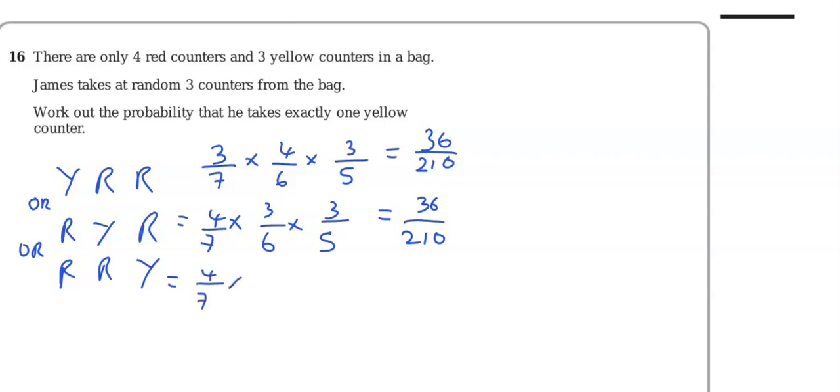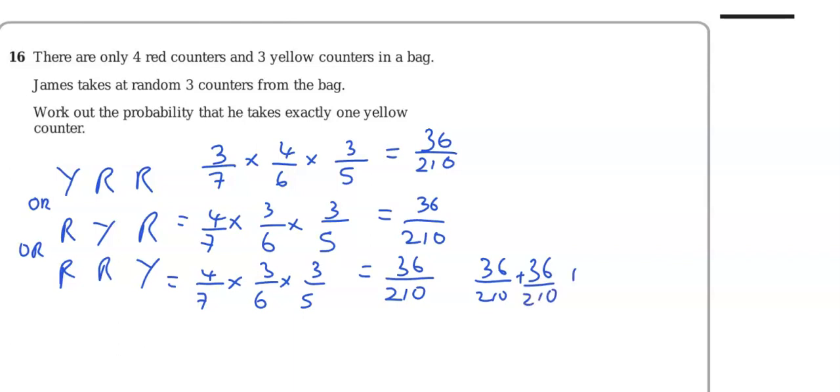And so the first one in this case is going to be red, so that is 4 out of 7. The next one is going to be red, so it is 3 out of 6. And the last one is going to be yellow, so that is 3 out of 5. And once again, we have 36 over 210. So we have 36 over 210 plus 36 over 210 plus 36 over 210, which is 108 over 210, and we can leave that as the answer because they don't ask us to cancel down.